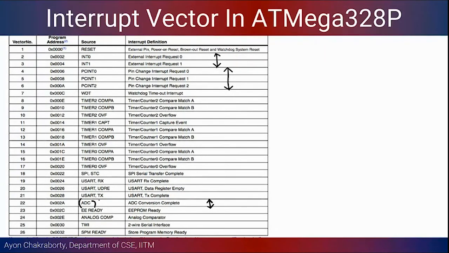So this will be raised when the conversion has been completed. Okay, and then there are other peripherals. For example, this analog comparator is another peripheral. So you can program all these things such that it can raise a particular interrupt.